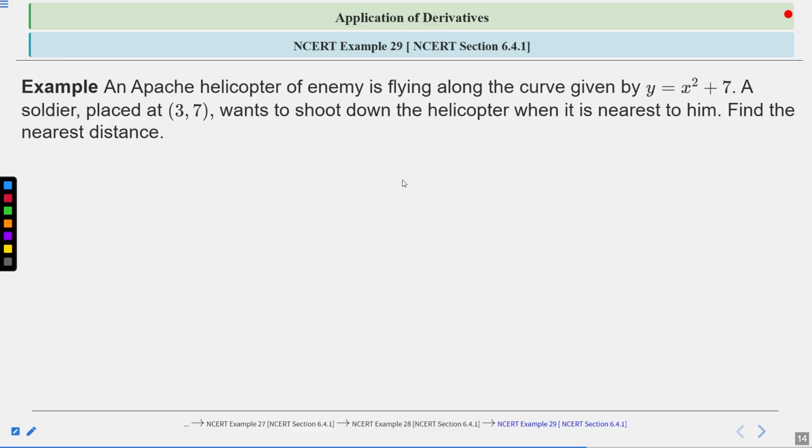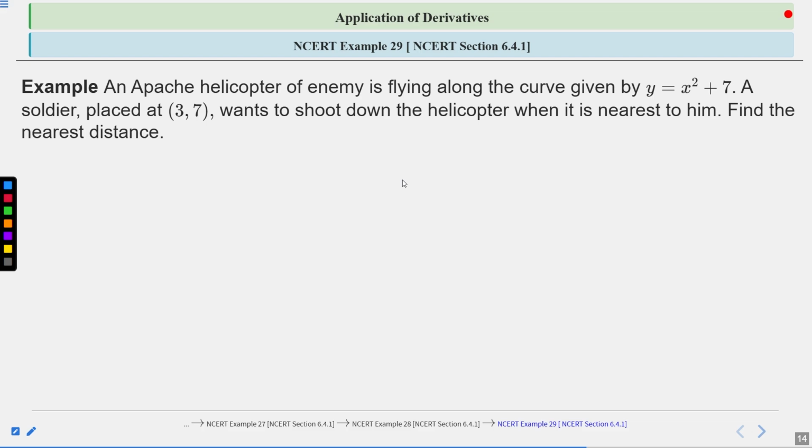The example is: an Apache helicopter of an enemy is flying along the curve given by y is equal to x square plus 7. A soldier placed at (3, 7) wants to shoot down the helicopter when it is nearest to him. Find the nearest distance, right? We have to find the nearest distance.